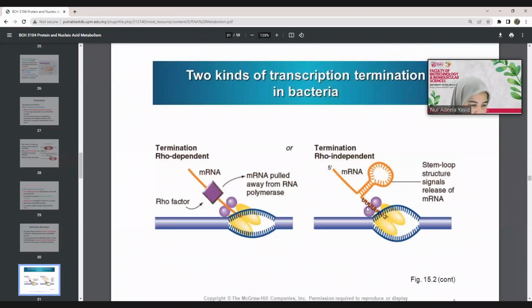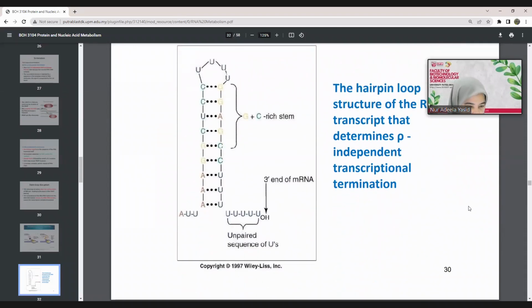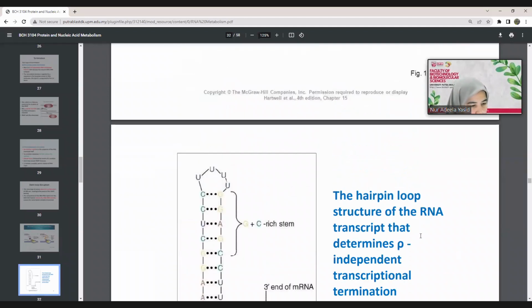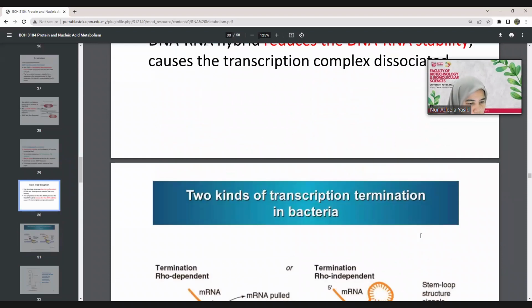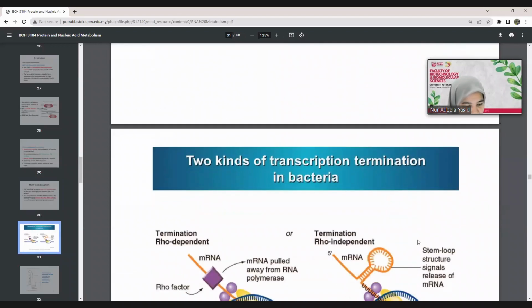Any questions? Doctor, can you go back to the stem loop disruption? Can you explain the second sentence? The competition of the RNA hybrid and the DNA RNA hybrid reduces the DNA RNA stability.